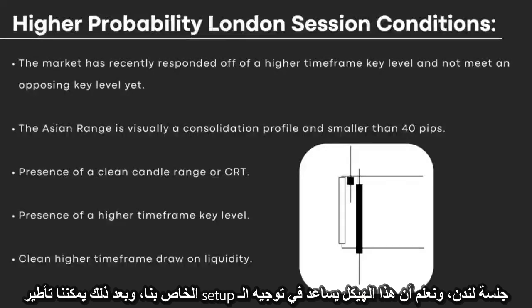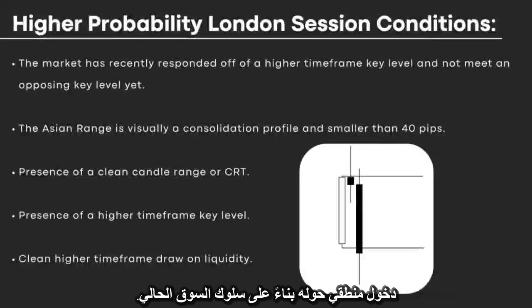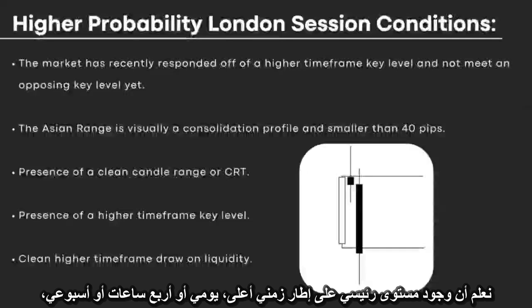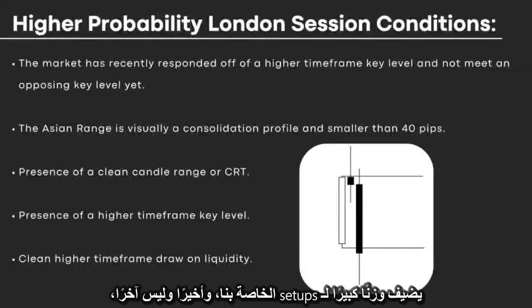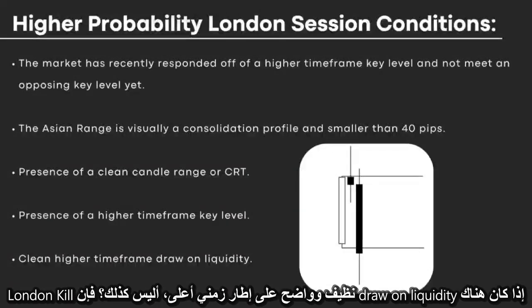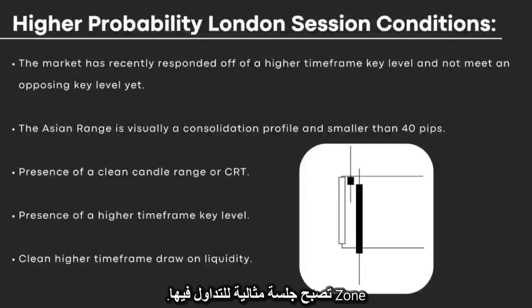And we know that this structure helps guide our setup, and then we can frame a logical entry around it based on the current market behavior. Number four, presence of a higher time frame key level. We know that the presence of a higher time frame key level, daily or 4 hour or weekly key level, adds significant weight to our setups. And then last but not least, the one that I always talk about is a clean higher time frame drawn liquidity. If there's a clean drawn liquidity visible on higher time frame, then London kill zone becomes an ideal session to trade in.